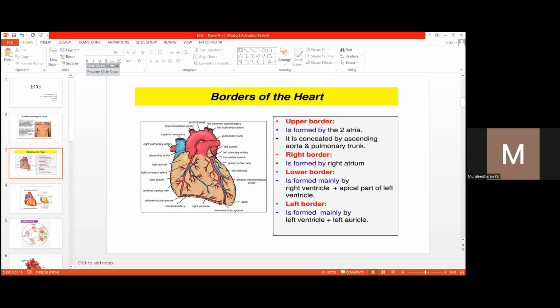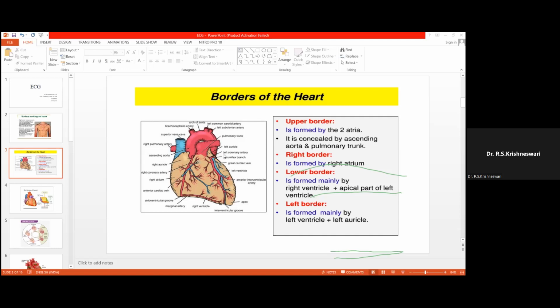Okay, sir. So, borders of the heart: there are 4 borders: upper, right border, lower border, and left border. The upper border constitutes the 2 atria of the heart. This is the right atrium, and behind is the left atrium, and this constitutes the upper border. This upper border is masked by the aorta and the pulmonary trunk. I think this is clear.